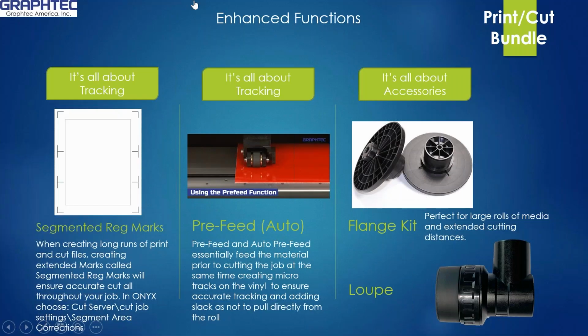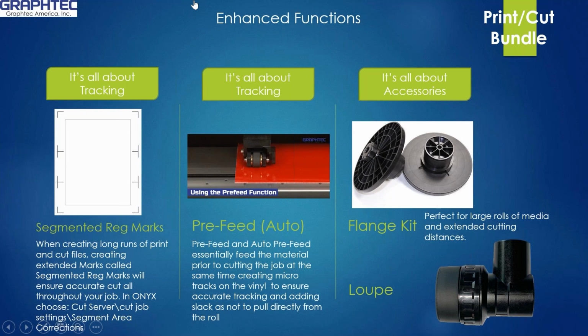Segmented registration marks. Onyx does this, and we do this with our different softwares. You're able to put segmented registration marks down. Why would that be necessary? Well, if you're going to be doing a long cut, you can do it for two reasons. One, if there's any skew in the media for whatever reason, it will re-register that and know where that skew is. But what's more important is, if you notice when you're doing, say, a 20-foot job, you don't want that media to roll out 20 feet, come back 20 feet, roll back out 20 feet to be able to cut.